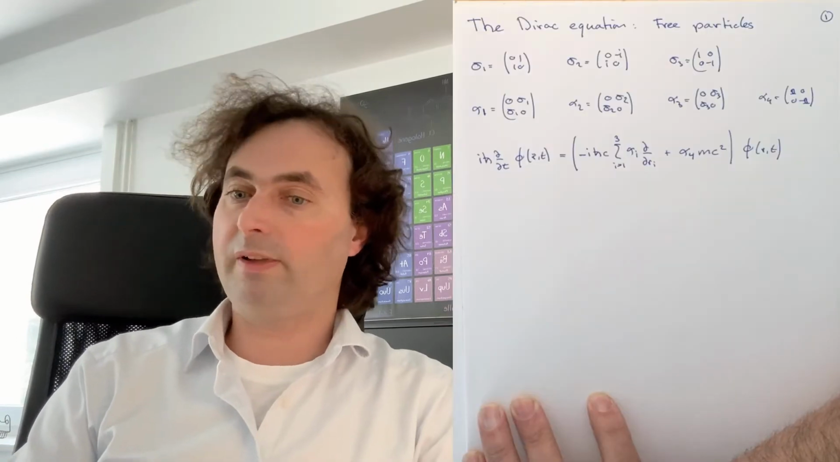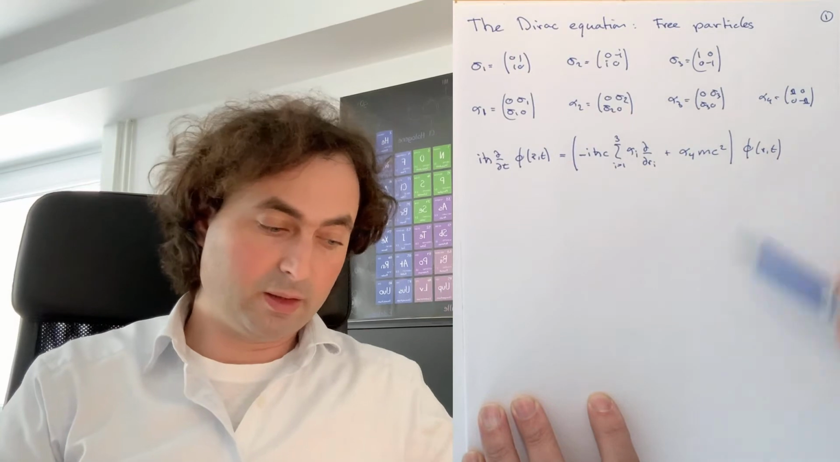Welcome to our next lecture in the series on condensed matter theory. In this video I want to have a look at the solutions of the Dirac equation for a freely moving particle without any potential. And we'll do this just to get a feeling of the solutions that one can have for a relativistic particle.